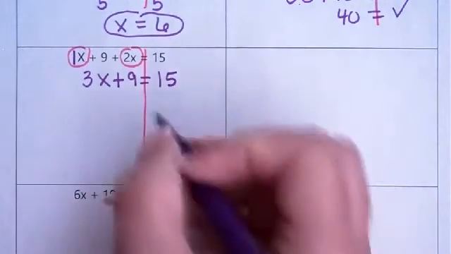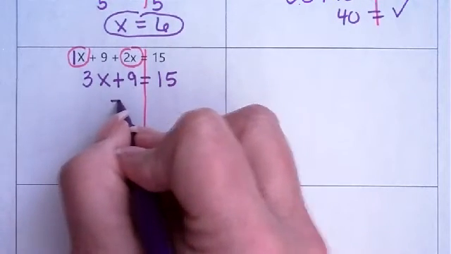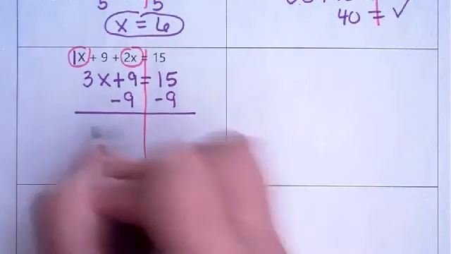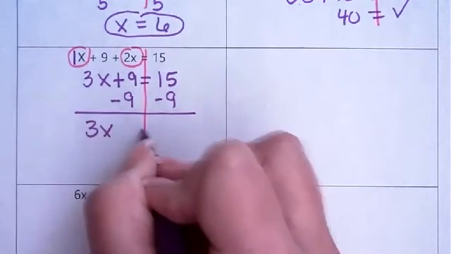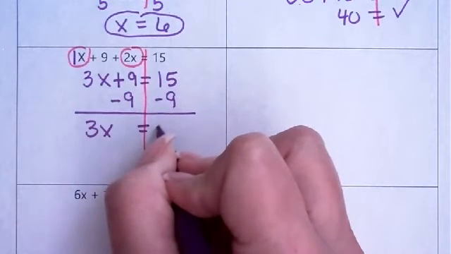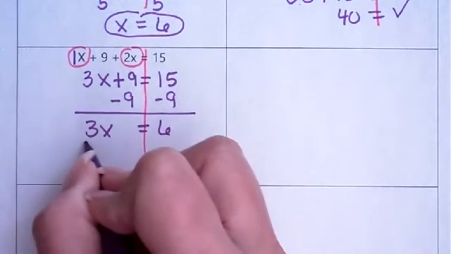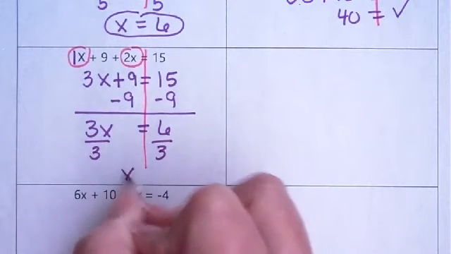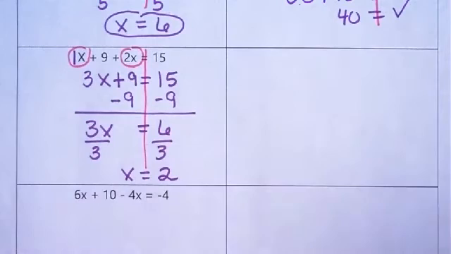Now here we go, our last 2 steps. We're going to subtract 9 from both sides. And that gives me 3x equal to 15 minus 9. That's going to be 6. And when I divide by 3 on both sides, I get x equal to 2.